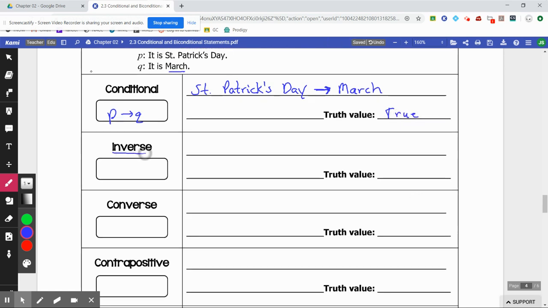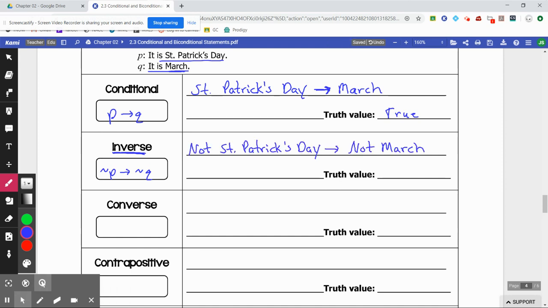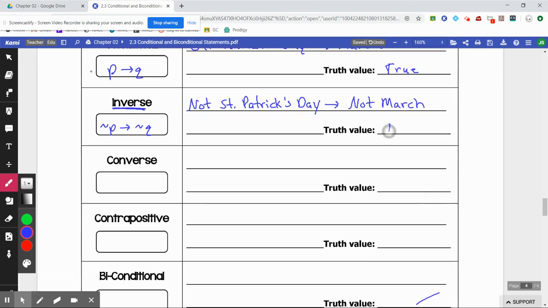To find the inverse, the prefix in means not. So we're going to not the P, we're going to not the Q, so we're going to do not P implies not Q. So if it is not St. Patrick's Day, then that would imply that it is not March. And let's think about this one. If it is not St. Patrick's Day, well, St. Patrick's Day does not run the whole month of March. What if it's March 1st and it's not St. Patrick's Day? That doesn't mean that it's not March. So just because it's not St. Patrick's Day does not mean that it's not March.